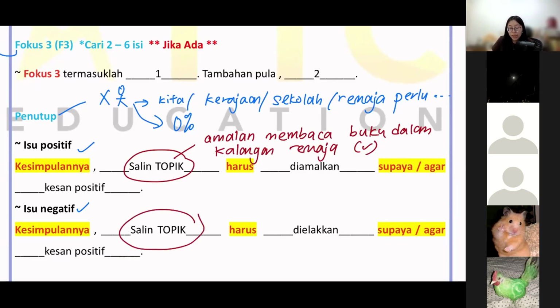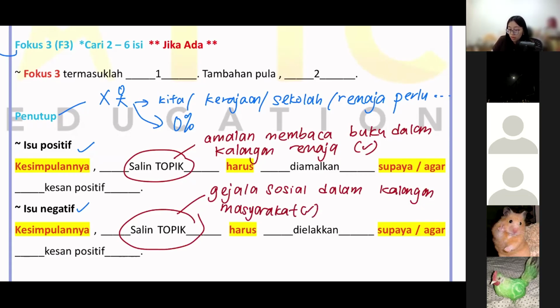For example, issue negative. Issue negative, for example, gejala sosial, which is social problems, dalam kalangan masyarakat is also correct, nothing wrong. Because this one, you didn't mention masyarakat haruslah buat apa. You just say, the problems in this group, then is allowed. But if you write, kita perlu buat apa, remaja perlu buat apa, 0 marks.